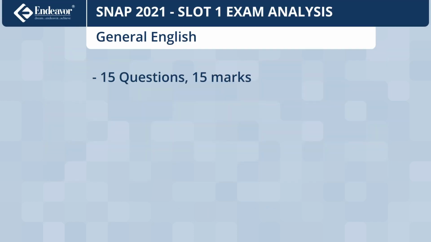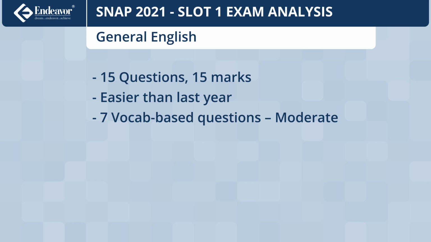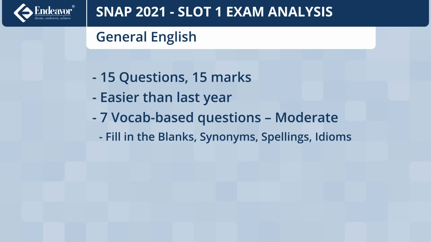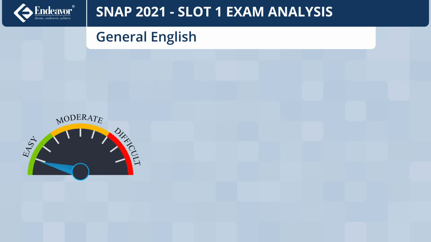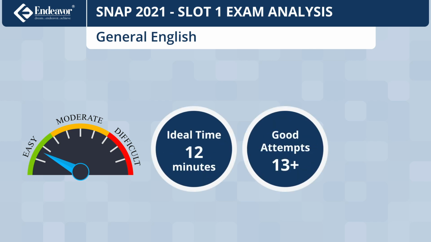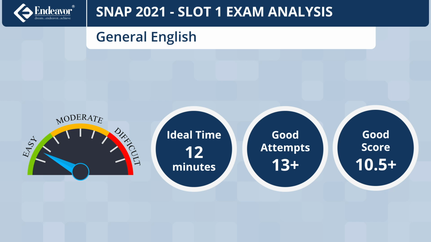Let us now look at sectional in-depth exam analysis for SNAP 2021. General English section was easier than last year, though students can make mistakes and had to be cautious. 7 vocab-based questions can be classified as easy to moderate. There were 3 fill-in-the-blank questions, 1 synonyms, spellings and idioms, and there were 8 grammar and sentence structure questions which can also be classified as easy to moderate. Overall, the difficulty level of this section can be termed easy. Ideal time 12 minutes, good attempts 13 plus, good score 10.5 plus.